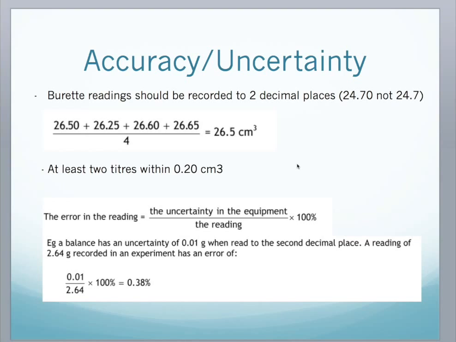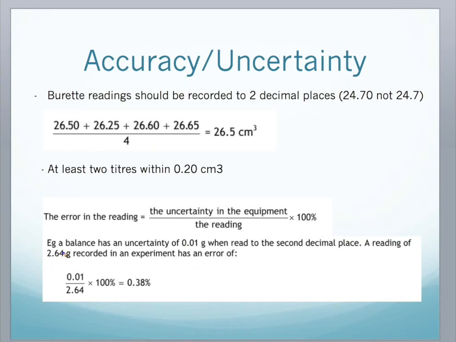You might also be asked to calculate the error in the reading. To do that, you would do the uncertainty of the equipment divided by the reading times 100. They usually write it on the equipment as, let's say, plus minus 0.5 or plus minus 0.06. So you can use that value divided by your reading times 100, and that will give you the percentage error of that particular piece of equipment that you're using.